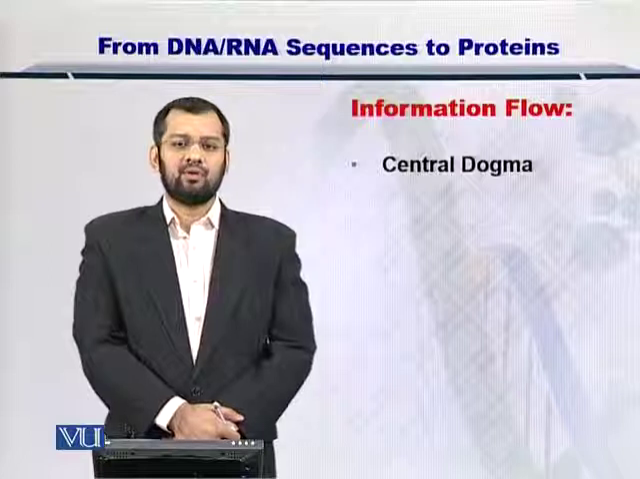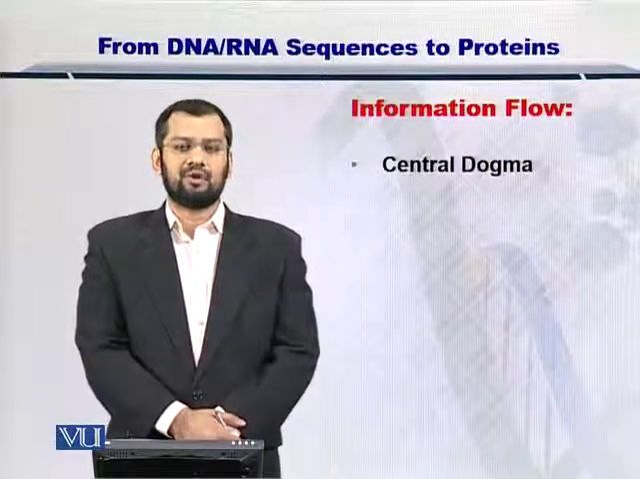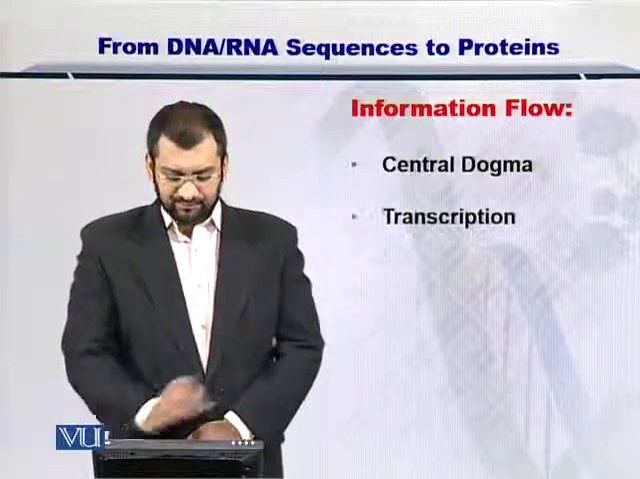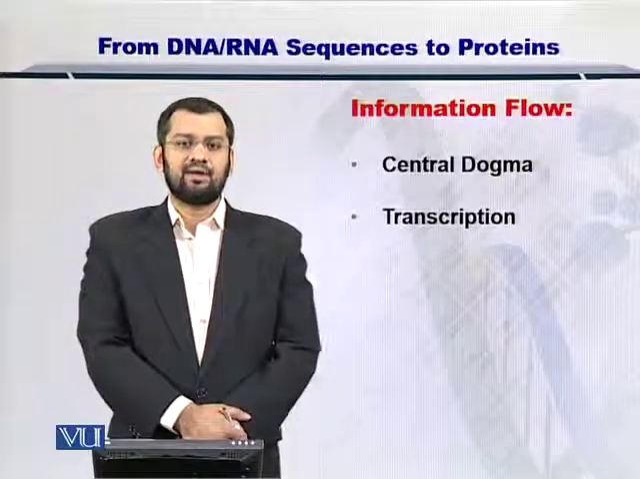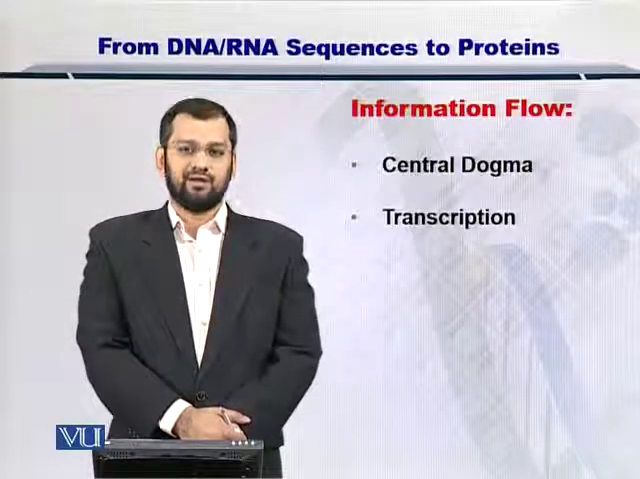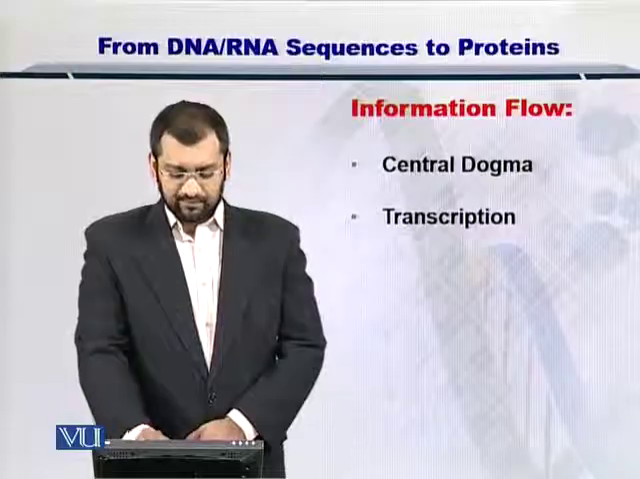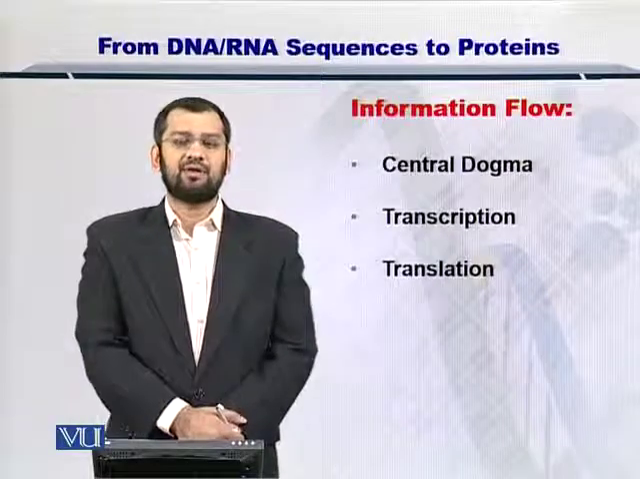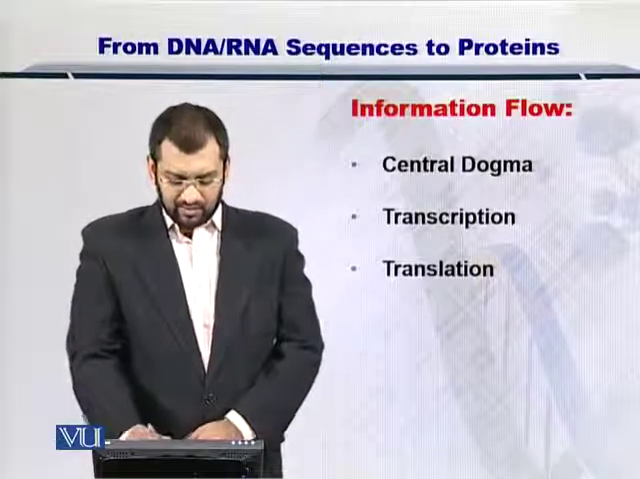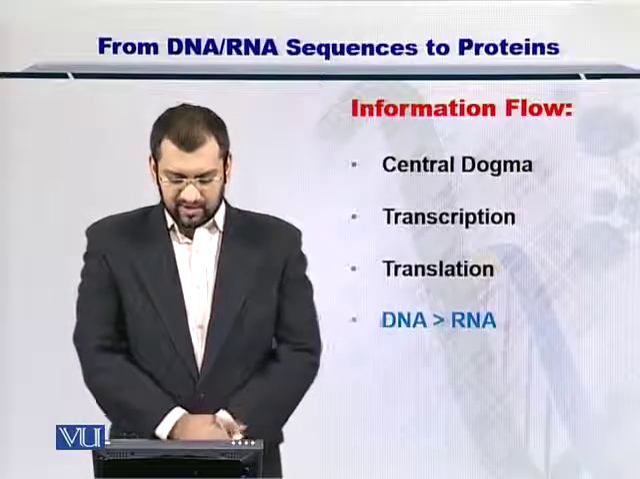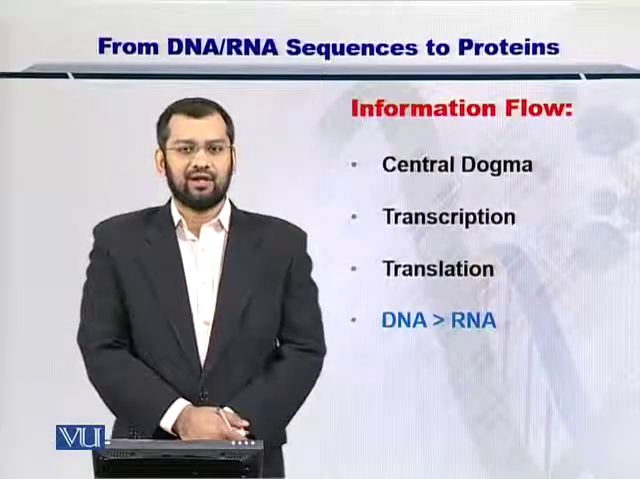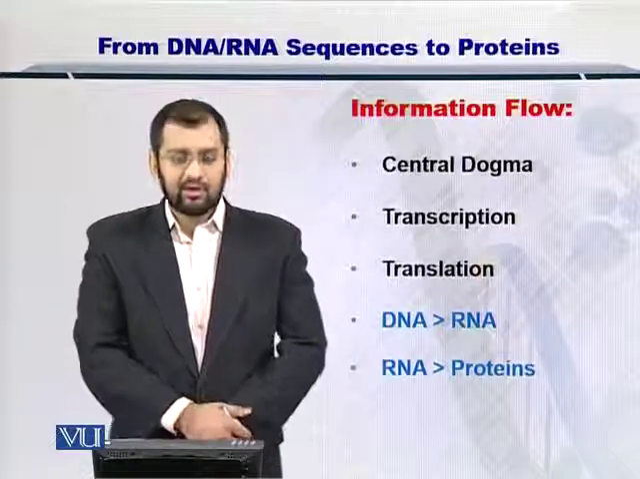The information flow, as dictated by the central dogma, is that the first step is called transcription. In transcription, the information is taken from the DNA and is put into the RNAs. Next, translation happens. The information goes from the RNA into the proteins. Therefore, the information flow can be stated as the DNA setting information for the RNA and the RNAs encoding for the proteins.